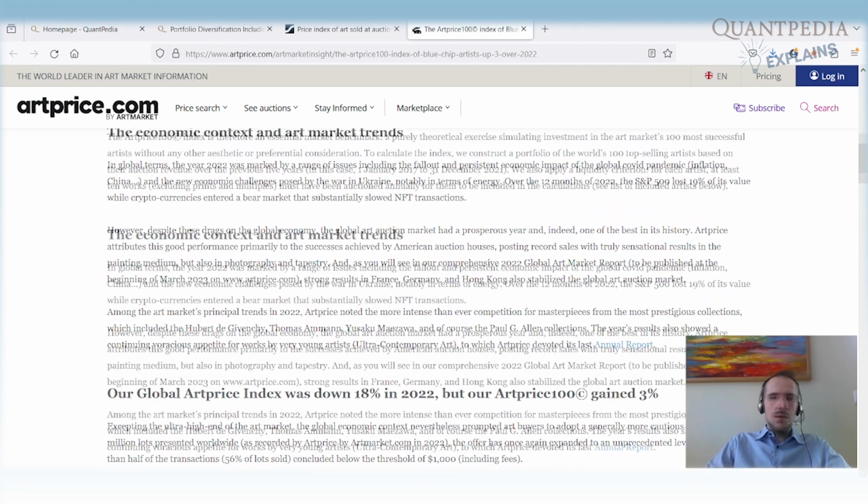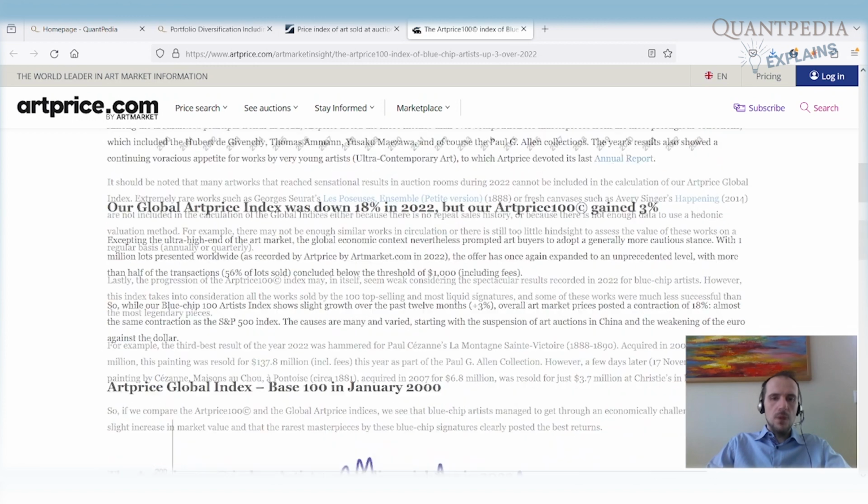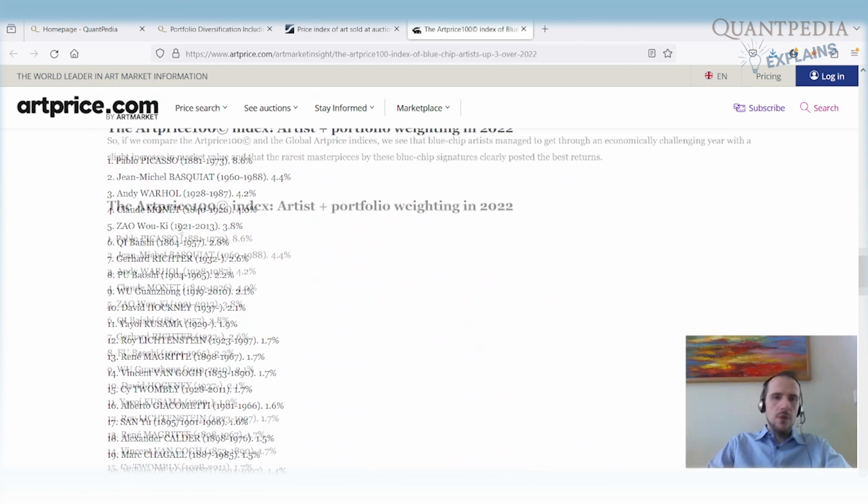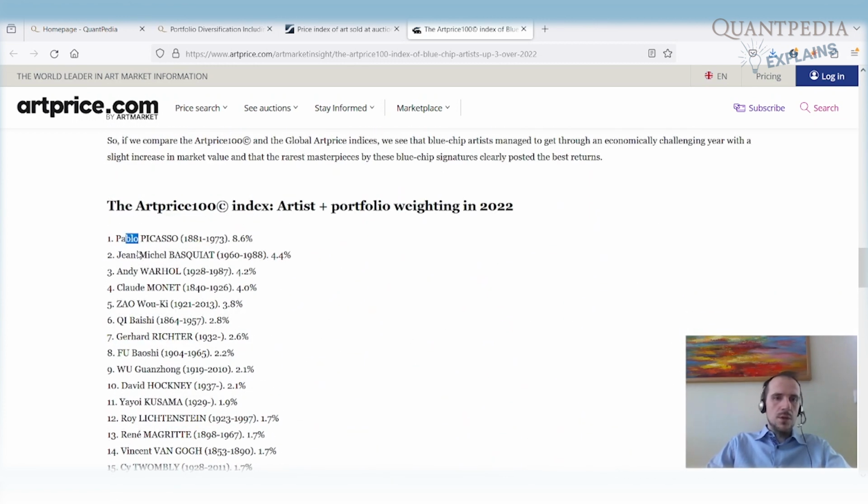And if you want to buy the paintings by yourself, it will be extremely expensive for you because, here is the list of the artists in the index. There is Pablo Picasso, Andy Warhol, Claude Monet, etc. It will be really complicated to obtain the performance from the index because you would have to own art pieces from all of those artists.